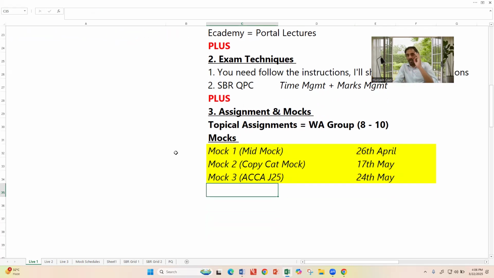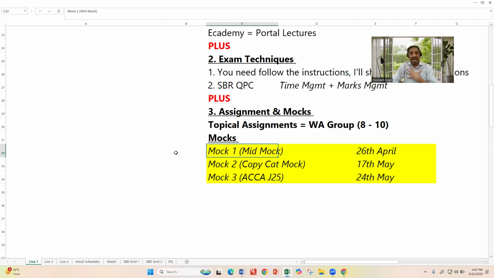These are the dates of the mocks. You need to lock the calendar, lock all of your calendar. And don't even think that you will not attempt or participate in these mocks. As I said earlier, these are pillars. So your pillars must be very strong if you really want to get success. Mock 1 will be held on 26th of April after your March 25 exam result. Mock 2, copycat mock. Mock 3, ACCA June 25. ACCA will publish the June 25 mock by June. These 3 mocks you have to attempt.